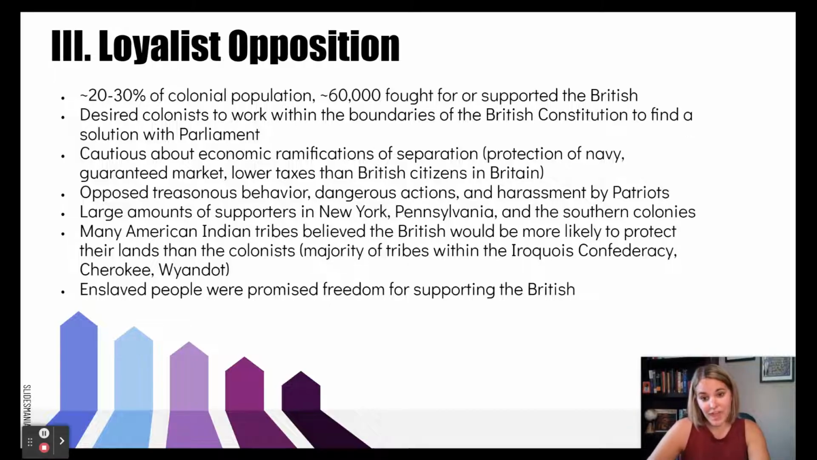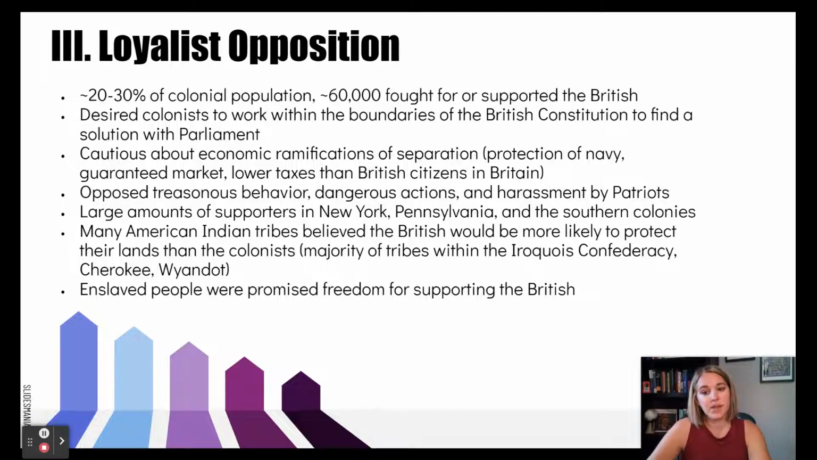So another thing that factors into the Loyalist opposition is the fact that the patriots, the ones that were gaining a lot of the media, weren't exactly acting in a way that encouraged Loyalists to be part of it. For example, they believed their behavior was treasonous. They were engaging in dangerous actions, and the patriots were harassing Loyalists. There was tarring and feathering going on. There was the confiscation of property. All of these things didn't make the patriot cause all that inviting, really.